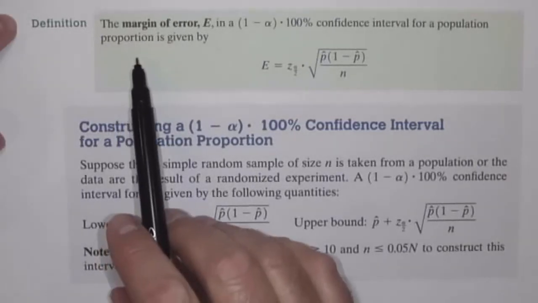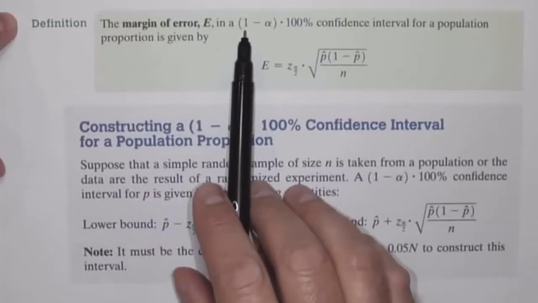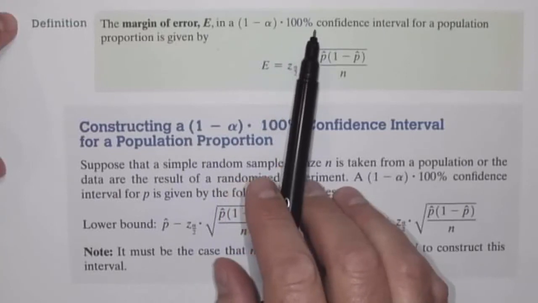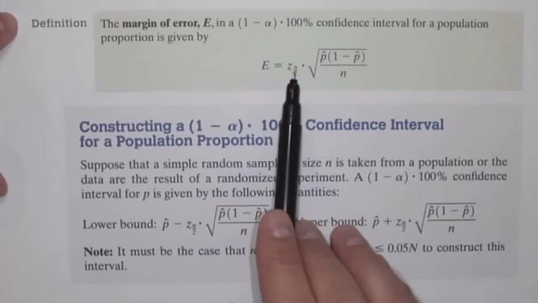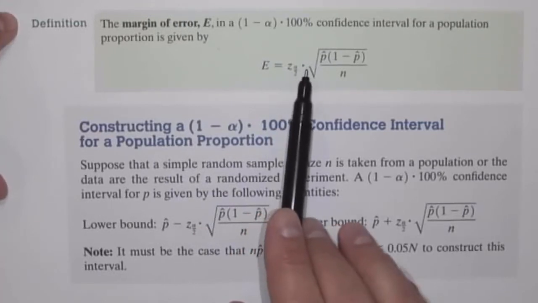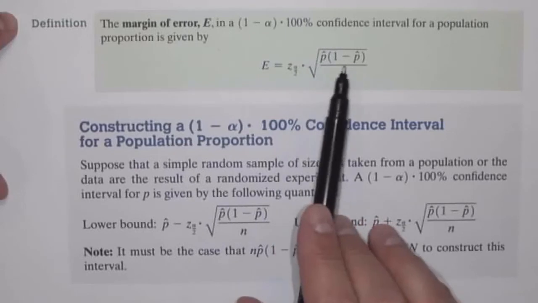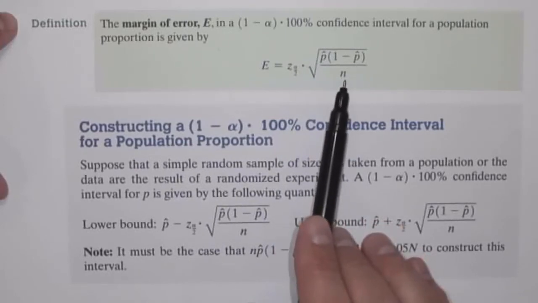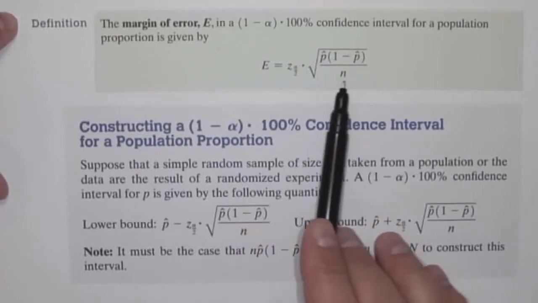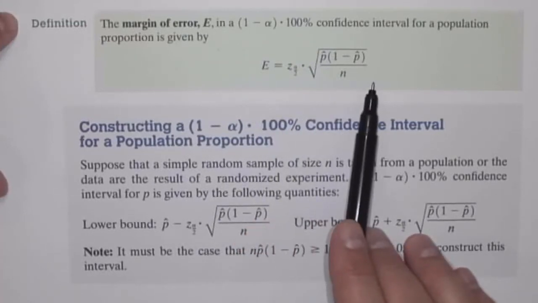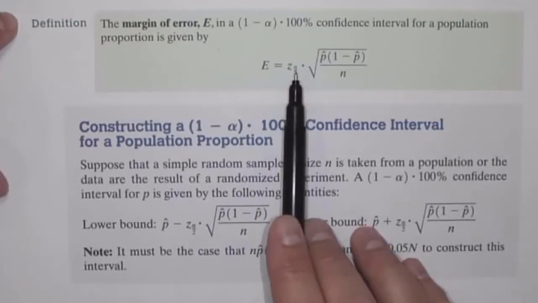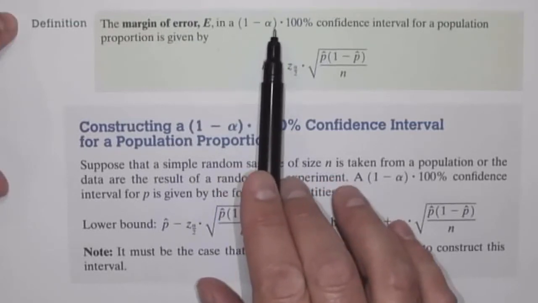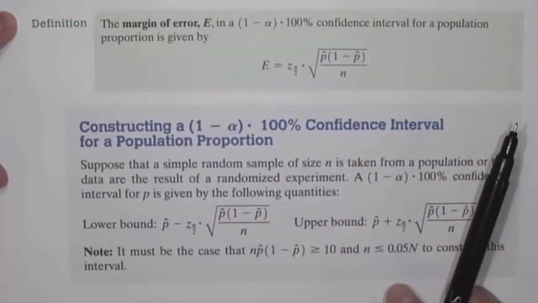So definition, the margin of error E in a 1 minus alpha times 100% confidence interval for a population proportion is given by E equals z sub alpha over 2 times the square root of p hat times 1 minus p hat over n. So this is the exact formula that we just developed on the previous sheet. And so again, the specific z-score here is going to depend on what alpha is, and alpha depends on our level of confidence. So we'll see an example of that in just a moment.